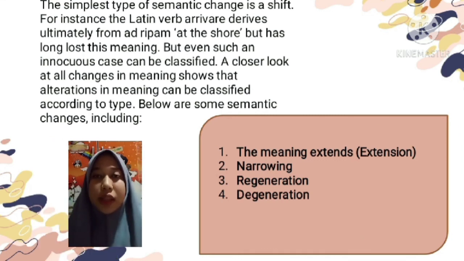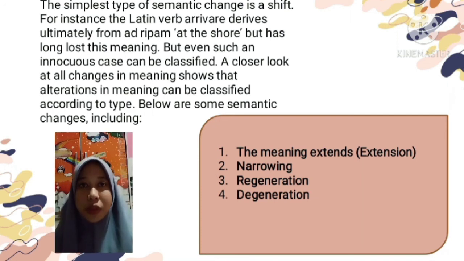And number 2, narrowing. Narrowing changes are symptoms that occur in a word that initially has a fairly broad meaning, then changes to be limited to just one meaning. The English word fudge, berlayar, originally meant bertamasya. This meaning still exists in France. Due to the passage of time, the area of the meaning is narrowed and only refers to bertamasya lewat laut atau air.